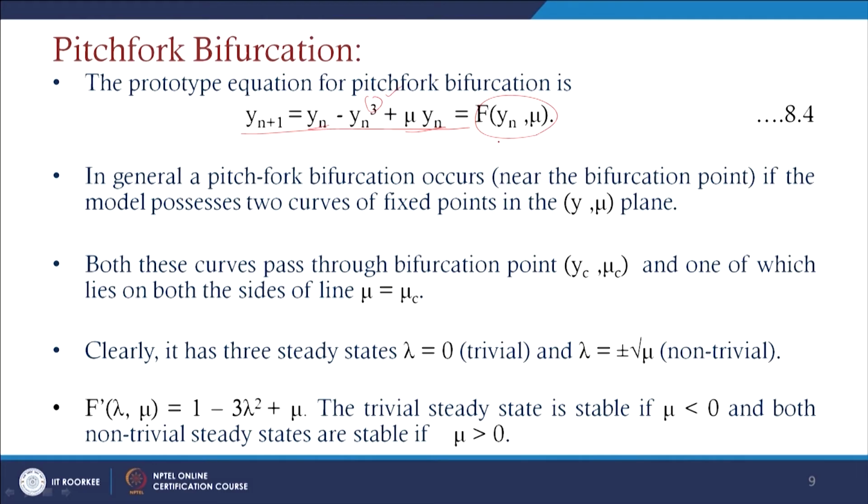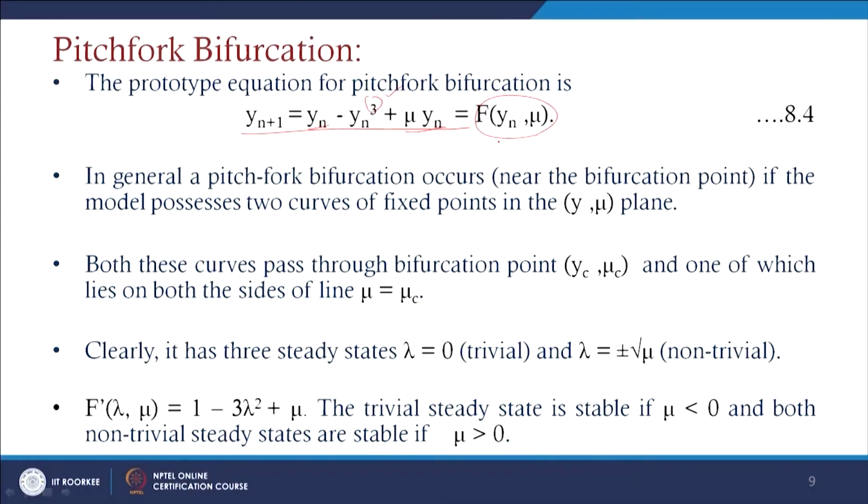And in general, a pitchfork bifurcation occurs near the bifurcation point, as observed for the last bifurcation methods or the classification of bifurcations. If the model possesses two curves of fixed points in the y mu plane, then we can say that it is a pitchfork bifurcation. Both these curves pass through the bifurcation point, the critical points y c and mu c, and one of which lies on the sides of the line mu equals mu critical.